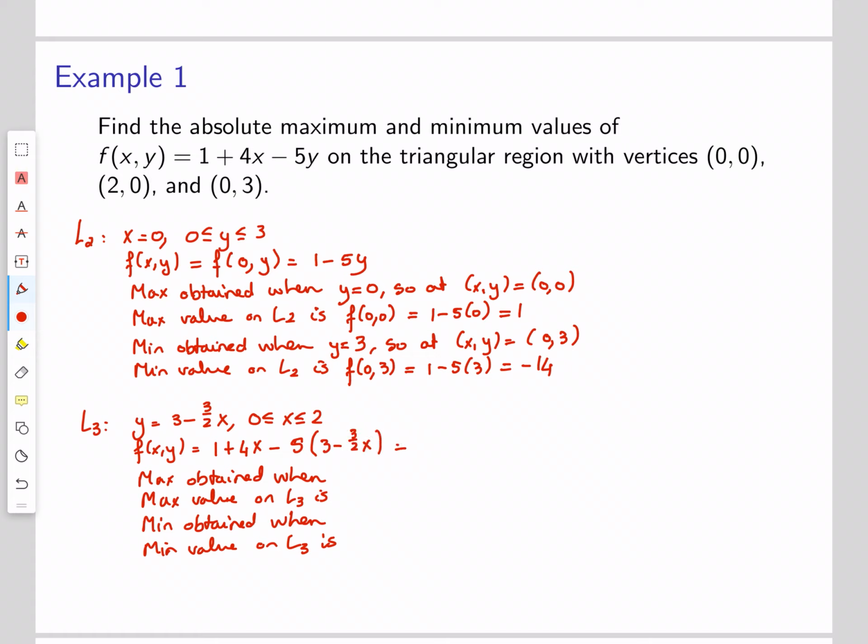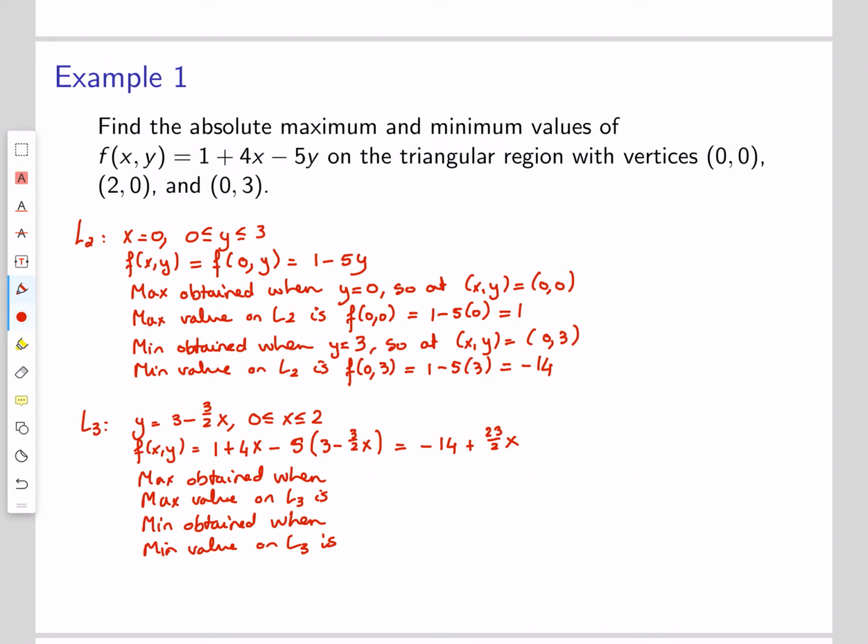Okay, now you can certainly do the algebra and simplify this, and what you'll get is that this is equal to minus 14 plus 23/2 x. And now we impose the restriction that x lies between 0 and 2.